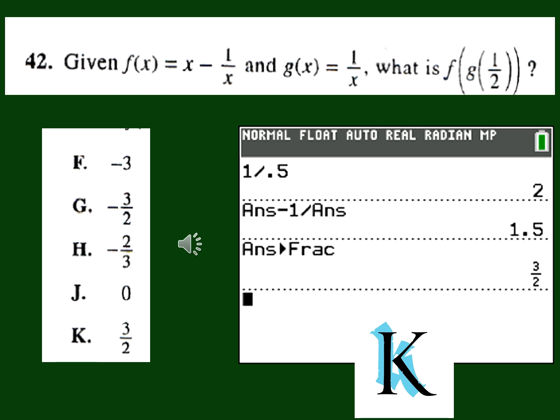It told me 1.5. Now, I know 1.5 is 3 halves, but if you didn't know that, you might remember we said earlier you can always change a decimal to a fraction on a graphing calculator by hitting math and then enter, enter, and it gives you here that that is 3 halves, or K.